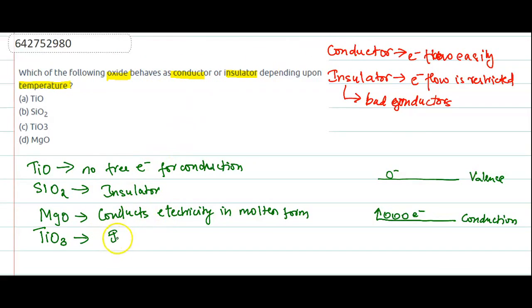So it behaves as an insulator. When does it behave as an insulator? When the temperature is low. And behaves as a conductor when the temperature is high. So our correct option is titanate ion.